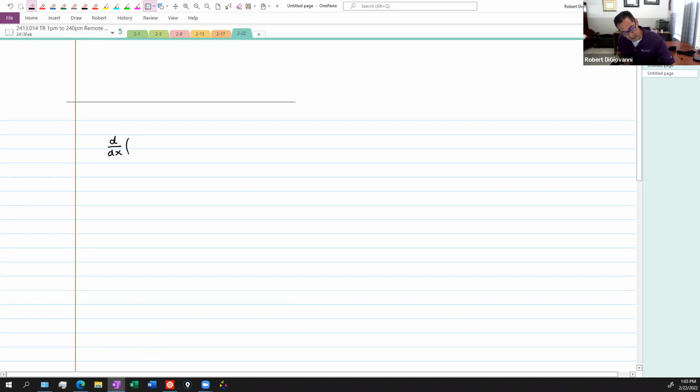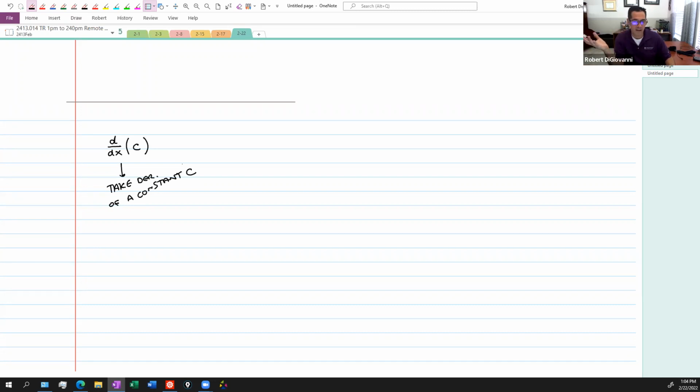If I say d/dx and I put c inside parentheses, what this means is take the derivative of a constant c. So c is some fixed number. Maybe that's the derivative of 4, or the derivative of 10, or the derivative of -2, whatever. That just means take the derivative. Another notation I could use is just to put c in parentheses with a little prime mark on it. That would mean exactly the same thing. And so the question is, what is this? I'm going to prove this to you.